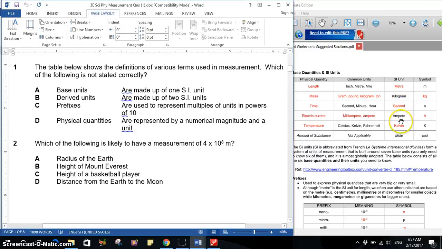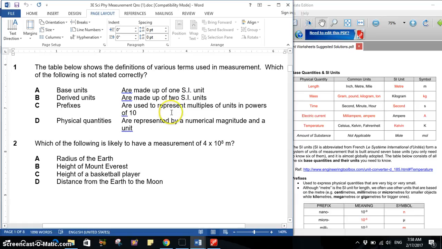Now, answer B is wrong. Why? Derived units basically make up of two or more base units. Say for example, volume. It is made up of three base units. They are length, length, and length, because length times breadth times height gives us volume. So it does not necessarily mean that it is made up of two SI units. It can be two or more.